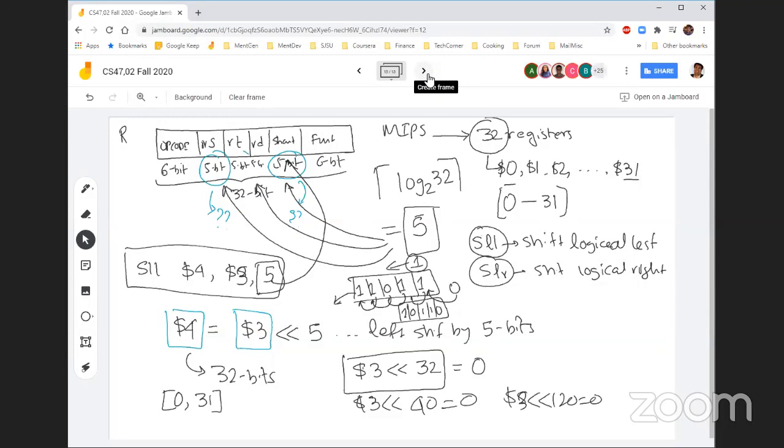So now, 0 to 31, we can encode it with log base 2 of 32 bits. So that's why we have 5 bits in the shift amount. That means if we are dealing with a 64-bit system, we need 6 bits in the shift amount, because then we need to encode a shift amount between 0 and 63. Question?